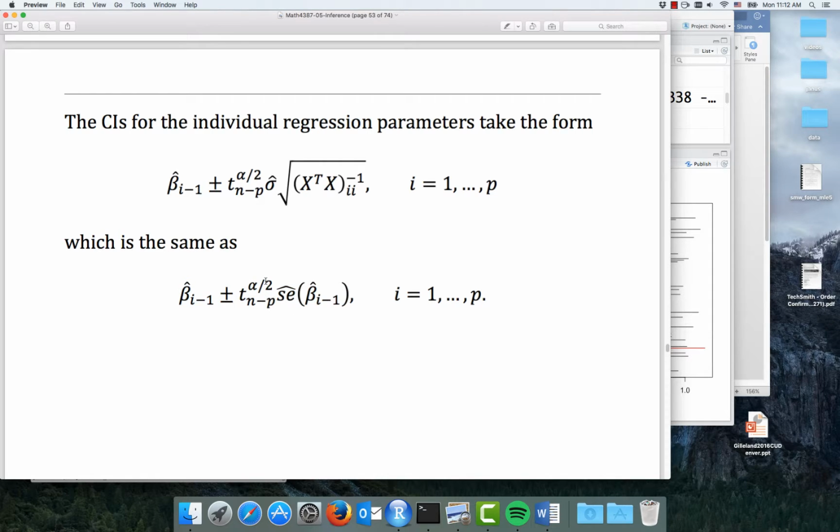When we were doing a hypothesis test for individual regression coefficients, we saw that we based our test on a t distribution. There's a link between that and the confidence interval, though we're not going to derive it. But to construct this confidence interval, it's just the estimate plus or minus the appropriate number from our t distribution multiplied by the estimated standard error. And all of this information is pretty easy to obtain in R.